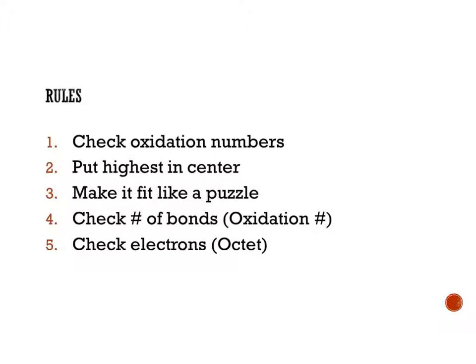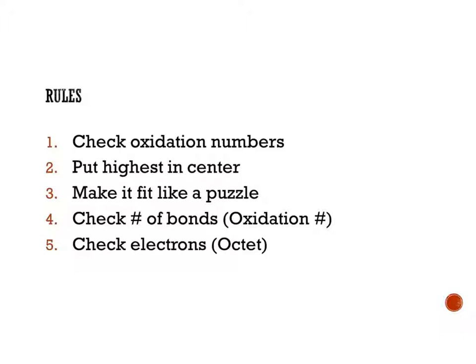okay? Part 3, we make it fit like a puzzle. So if you remember back to those shapes we did on Monday, right? We had tetrahedral, we had trigonal planar, we had bent and linear. And so think about that. We want to spread out the elements as far apart as possible around that central element, okay? And then part 4, we check our bonds. And part 5, we check our electrons.